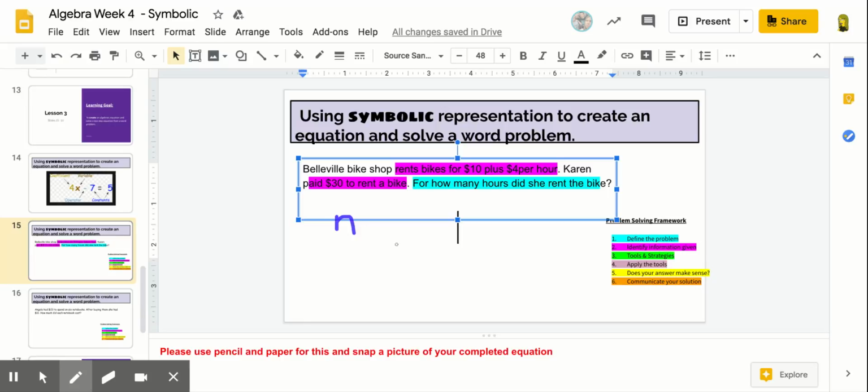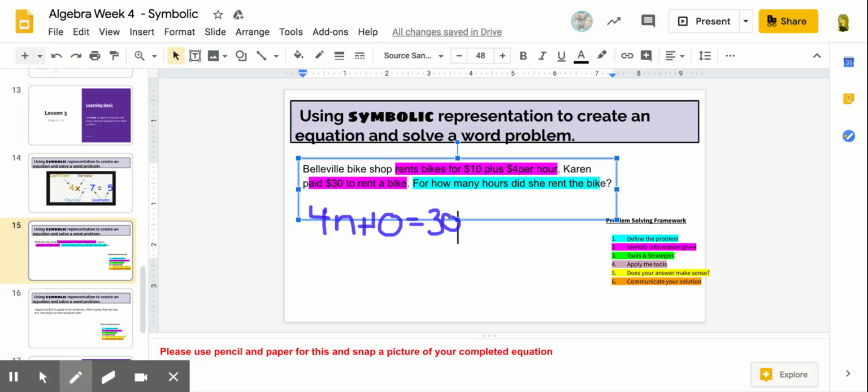Do we have the number that is directly correlated to the amount of hours? Is it what she rents the bike for, the 10? Is it the 30? No, that's what she paid in total. It's the $4 per hour. So the 4 is directly related to our variable, and it's multiplied, because it's 4 times how many hours. Now we need to find our constants. No matter how many hours she's ridden the bike, she's going to pay $10 up front. That's added to the cost. So I'm going to add 10, and then in total, she paid $30.